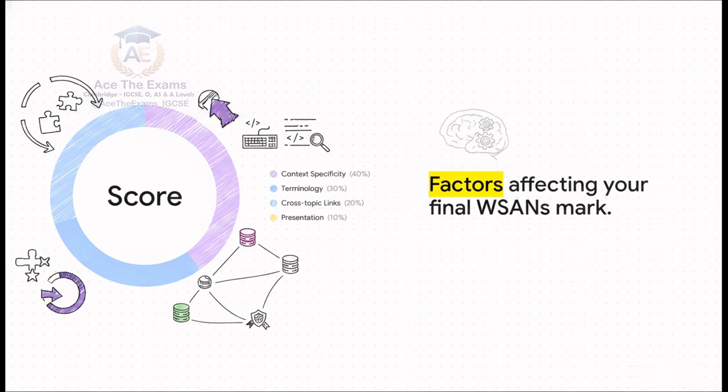Then, cross-topic links take up about 20% of your mark potential. Bringing in that network security, those databases, that data transmission knowledge is incredibly highly rewarded. And finally, presentation is that crucial 10% that can easily bump you over a grade boundary. Managing your energy throughout the entire paper so that you can consciously hit all 4 of these factors in that final, grueling hour of your exam, that is the ultimate pacing strategy.